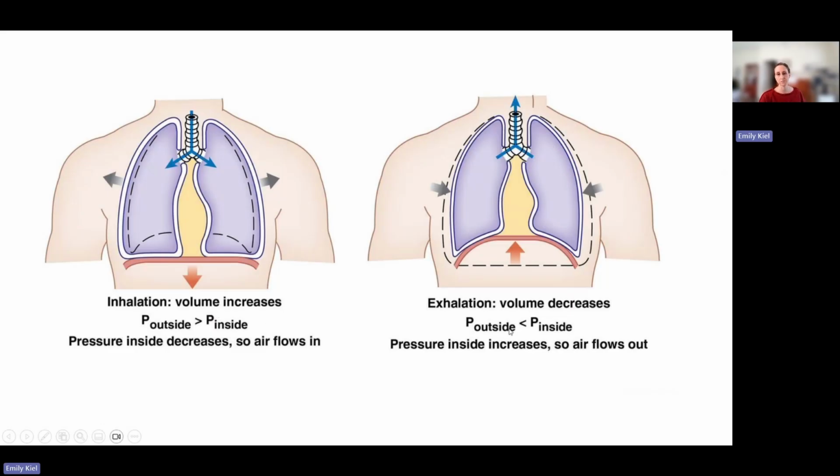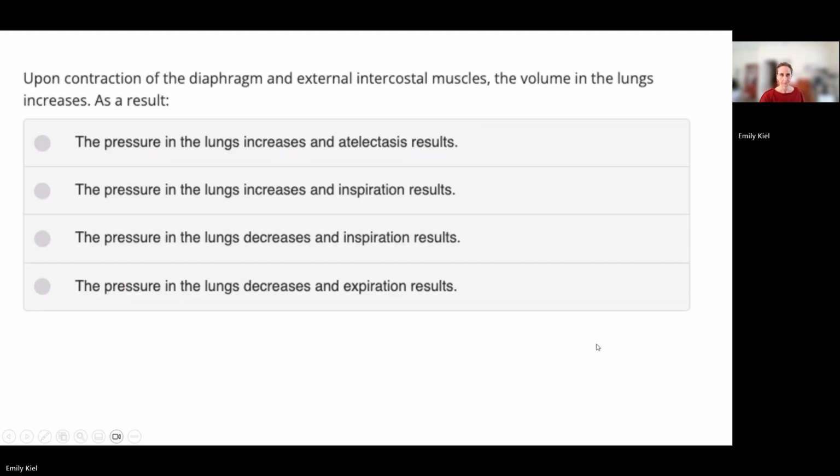And now when we relax those muscles, we have a volume decrease. The pressure outside is less than the pressure inside. Because we have less volume, the pressure inside has increased, and so the air is going to flow out.